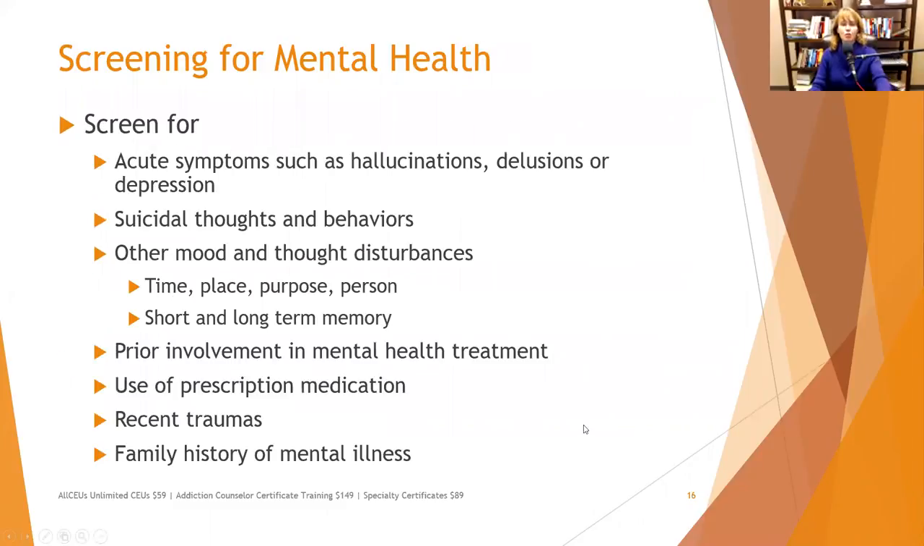When screening for mental health, you want to screen for acute symptoms such as hallucinations, delusions, or depression or anxiety, suicidal thoughts and behaviors, and other mood and thought disturbances. So you're going to ask them about time, place, purpose, and person. Do you know what time it is? Do you know where you are? Do you know why you're here? And do you know who I am? And you're going to ask them about short and long-term memory. If they can tell you about something from their childhood, great. But you're also going to ask them if they can tell you about what they had for lunch.